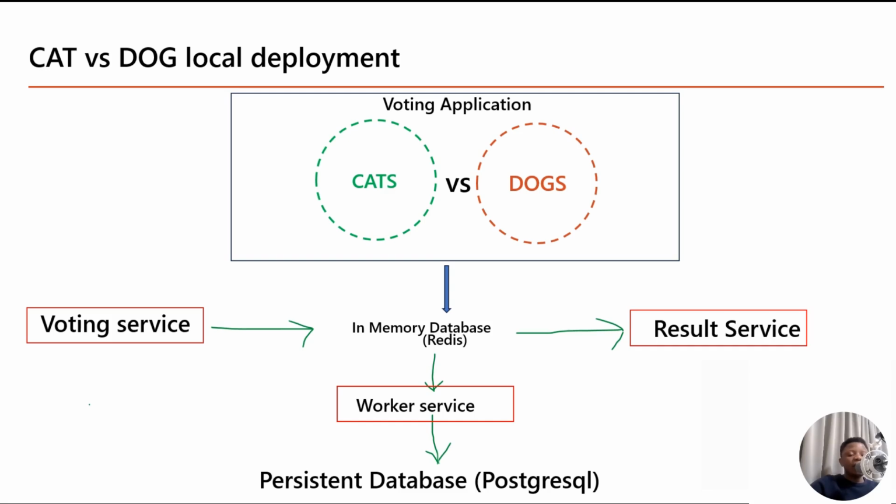The worker service then pulls the votes from the in-memory database and puts the votes into the Postgres database for persistency. So I've mentioned two different kinds of databases here. We have the in-memory database, which is Redis, and then we have a persistent database, which is PostgreSQL.